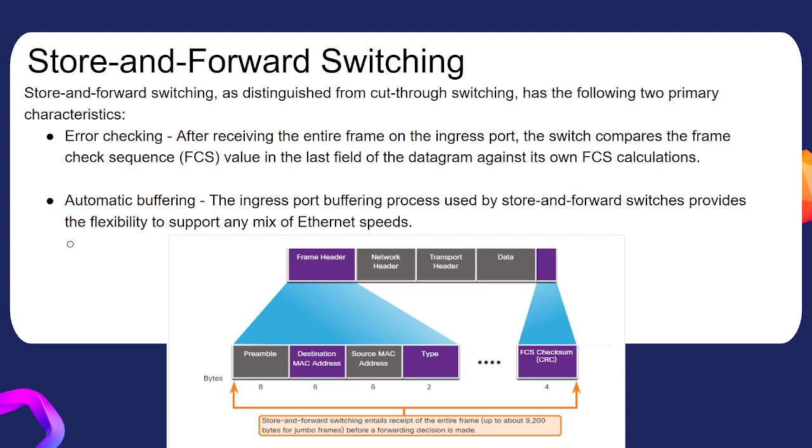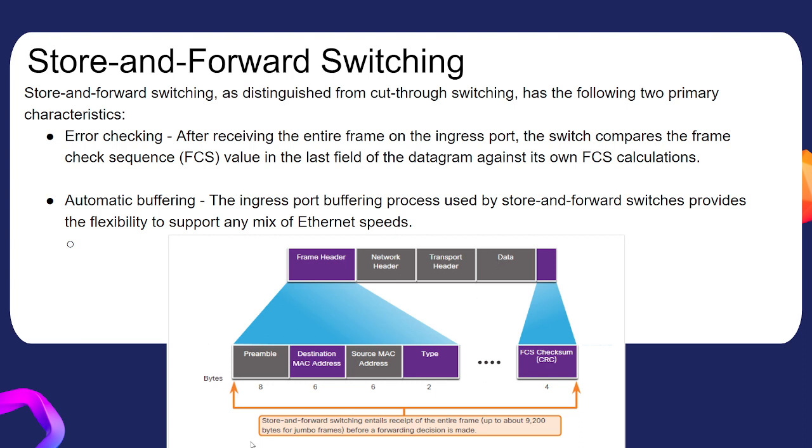We have store-and-forward switching. Store-and-forward switching is distinguished from cut-through switching by two primary characteristics. Error checking. After receiving the entire frame on the ingress port, the switch compares the frame check sequence, or FCS, value in the last field of the datagram against its own FCS calculation. Second is automatic buffering. The ingress port buffering process used by store-and-forward switches provides the flexibility to support any mix of Ethernet speeds.